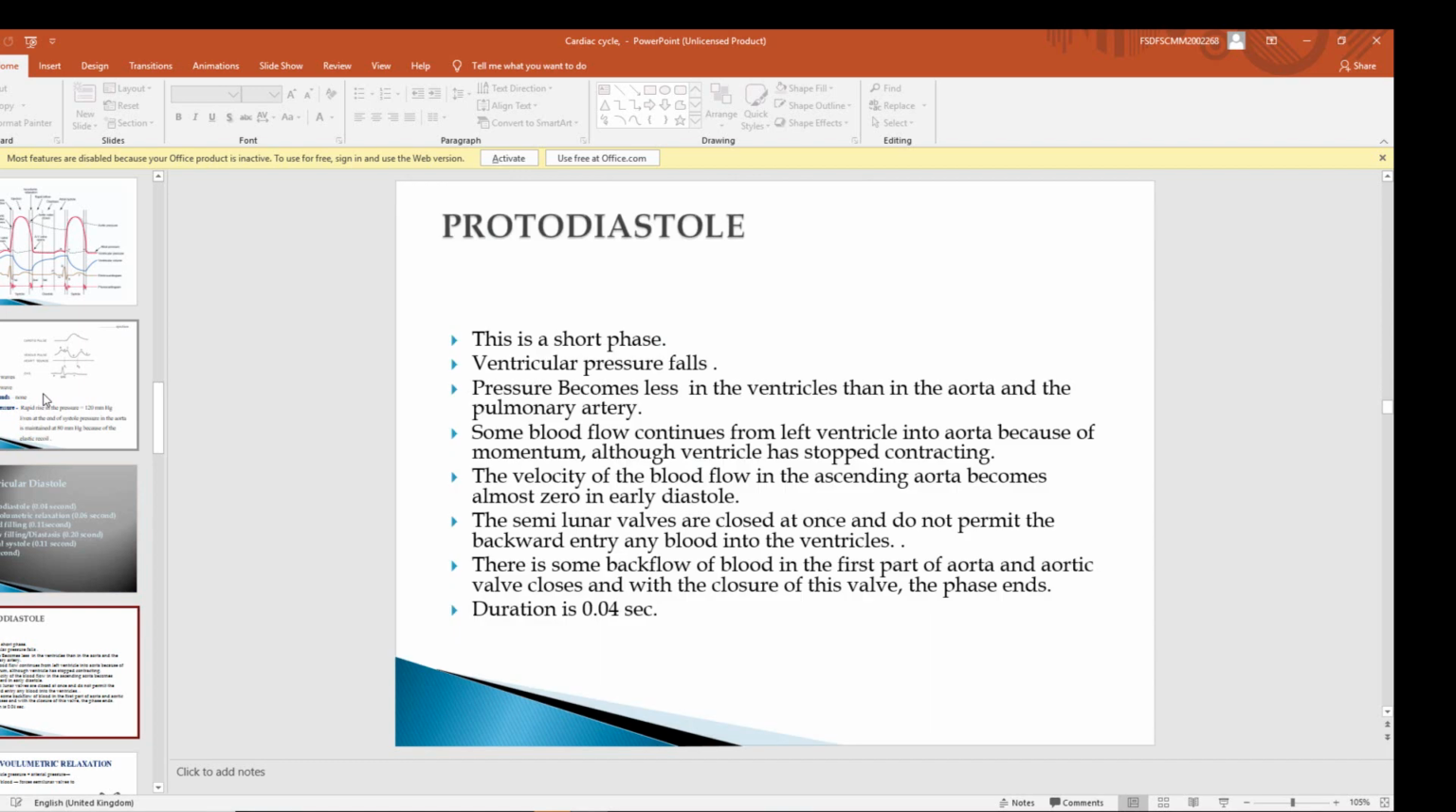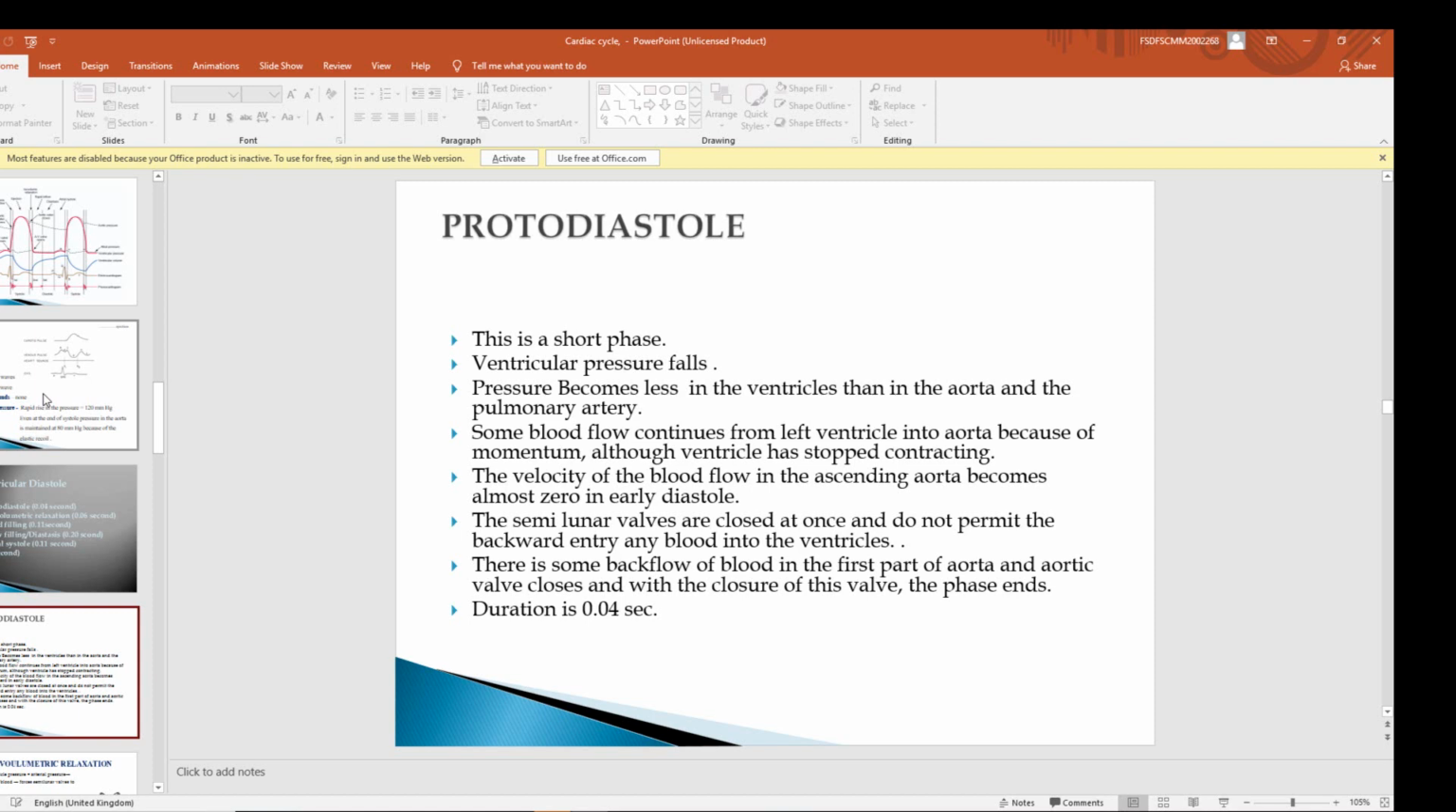Now protodiastole. The first phase of ventricular diastole is named the protodiastole. This is a short phase. The ventricular pressure falls. The pressure becomes less in the ventricles than in the aorta and the pulmonary artery. Some blood flow continues from the left ventricle into the aorta because of momentum.